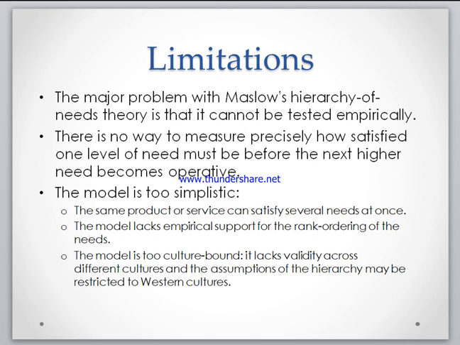So time will tell us whether the revision of Maslow will be useful for practicing managers or not. So that was all for today. We'll see it later in the future.